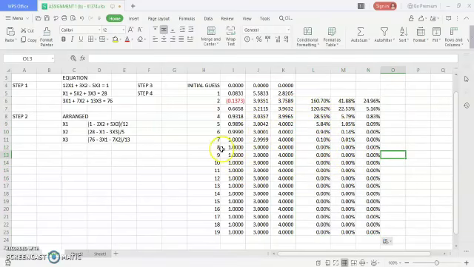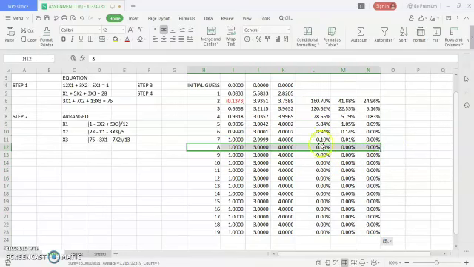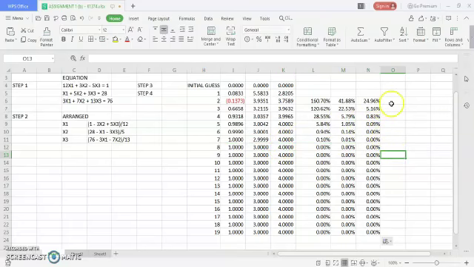So we get that for the 8th iteration the maximum error is 0%, which means it stops at the 8th iteration. So that's how you do the Gauss-Seidel method using Excel or WPS Spreadsheet.